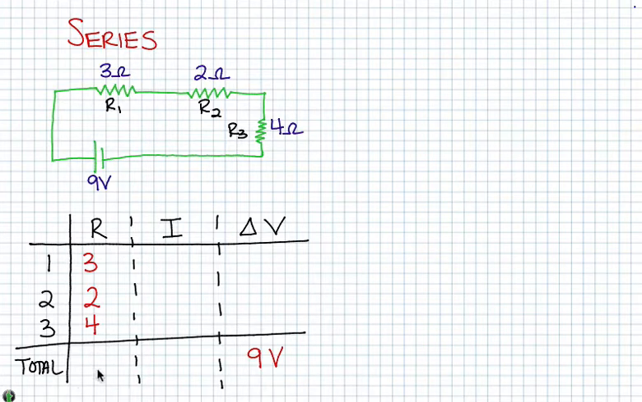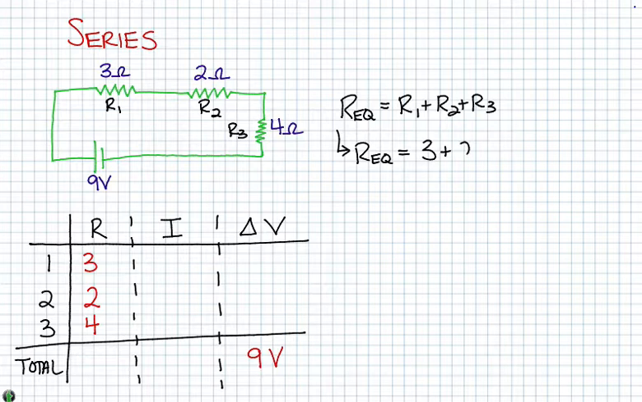Now for the total resistance for our circuit, that's the same as the equivalent resistance. Since these are 3 in series, hopefully you remember from class and from previous videos that the equivalent resistance in series will be just the sum of your individual resistances. So in this case, I will have a 3 ohm resistor, a 2 ohm resistor, and a 4 ohm resistor. This is going to give me 9 ohms of total resistance.